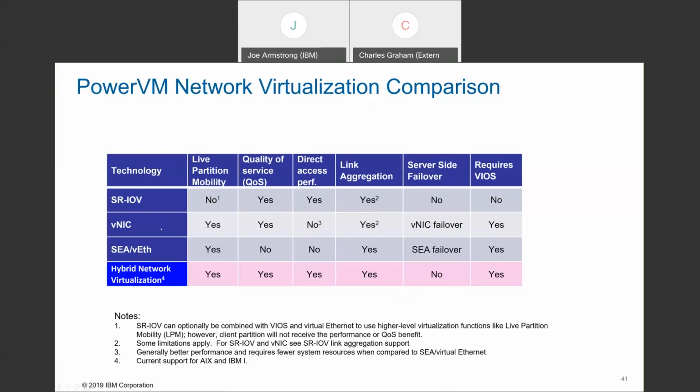VNIC is a very simple interface to configure, and it allows multiple backing devices. And from a client perspective, it's that single device. You don't have to do any redundancy configuration in the client partition.